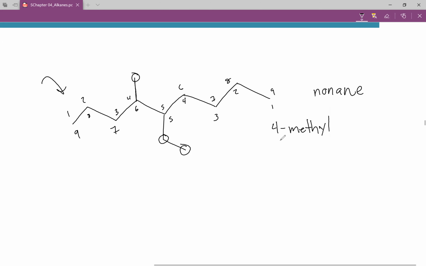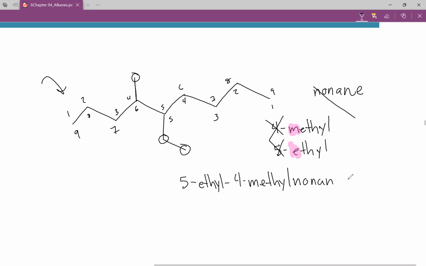and a 5-ethyl. And so you may be wondering, what order do I put this in the name? Well, I'm not going to look at this number. Instead, I'm going to look at the alphabetical order here. So M and E. E obviously comes before M. So we're going to start with ethyl. So 5-ethyl-4-methylnonane.